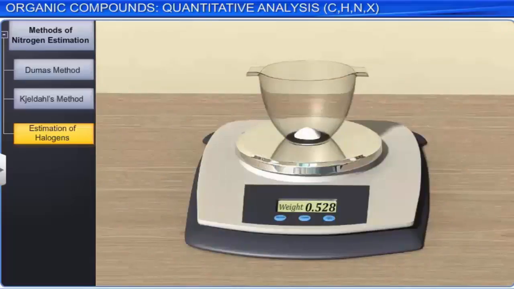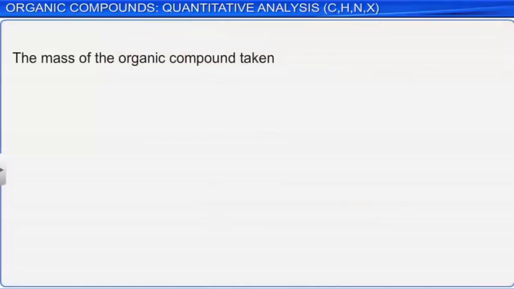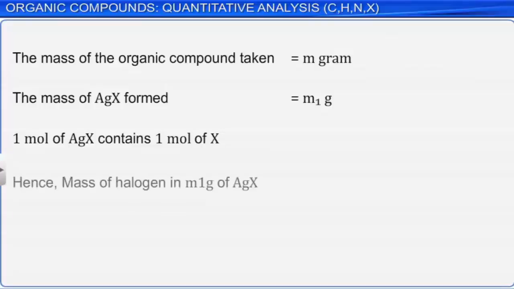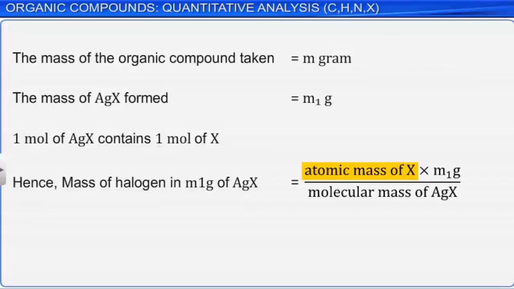Let the mass of the compound taken be m grams and the mass of the silver halide formed be m1 grams. 1 mole of silver halide contains 1 mole of halide. Therefore, the mass of halogen in m1 of silver halide is determined by dividing the product of the atomic mass of halogen and m1 by the molecular mass of silver halide.